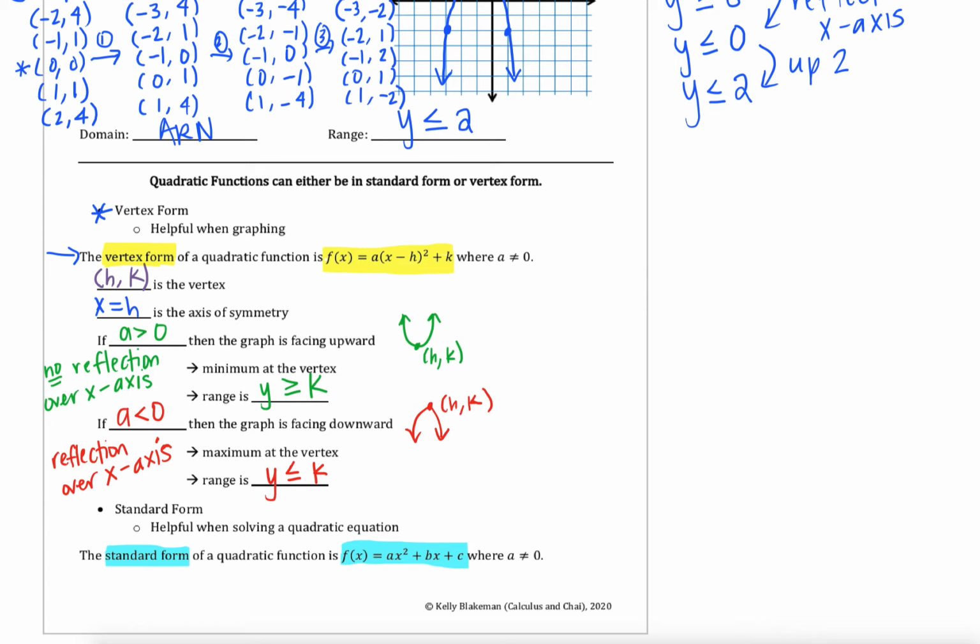That a is our stretch or compress factor. It could also be a reflection over the x-axis if it were to be negative. This h is our horizontal shifts, and the k is our vertical shifts here. And that h is happening inside the function, and that k is happening outside the function. From this, I can always identify what my vertex is, which is why we call this vertex form, because it's so easy to find our vertex from here.